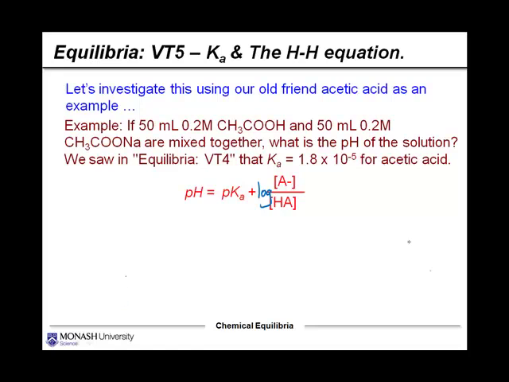Okay, here we go. So we've got 50 mils of 0.2 molar acetic acid, 50 mils of 0.2 molar sodium acetate mixed together. What is the pH of the final solution? Well, the good news, it's really just a case of substituting it all into this equation here. So the pH equals the pKa. Now let's just put this straight in. It's the pKa, so it's going to be negative log, base 10 of the Ka value, which we've been given in the question, which is 1.8 times 10 to the minus 5.